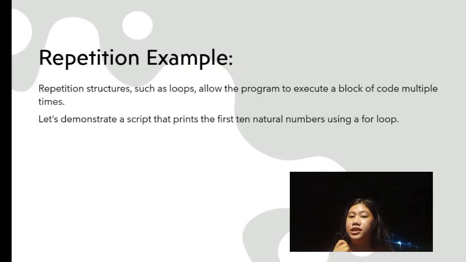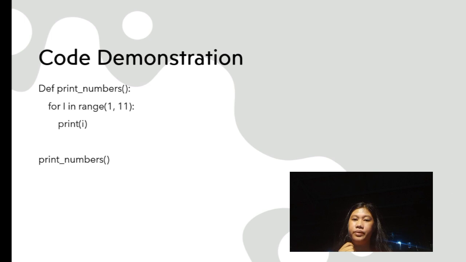Now for repetition. Repetition structures, such as loops, allow the program to execute a block of code multiple times. Let's demonstrate a script that prints the first 10 natural numbers using a for loop. Here's an explanation of the provided code. The code defines a function called print_numbers with no parameters. Inside the function, there is a for loop that iterates over a range of numbers using the range function.